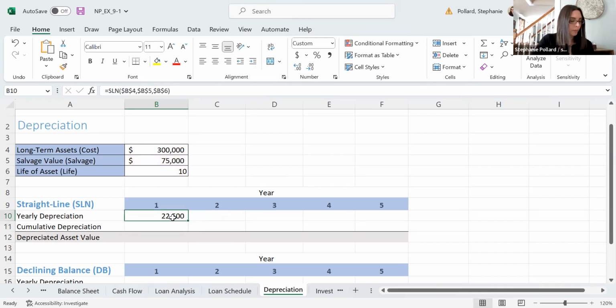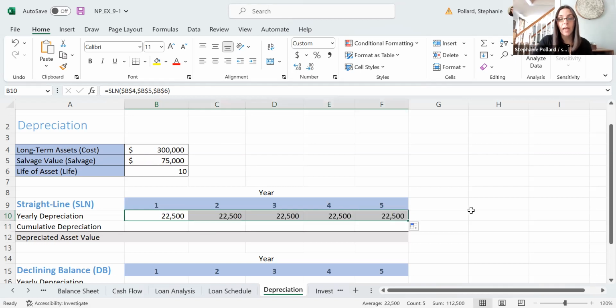The thing with straight line depreciation is as I copy it over to years 2, 3, 4, and 5, I want the number to stay the same. So it's using the same amount of value every single year. We're losing $22,500 every single year on that asset. Again, I only have the first 5 years here, so we don't have all 10 years, we're just doing the first 5, but you do have that here.